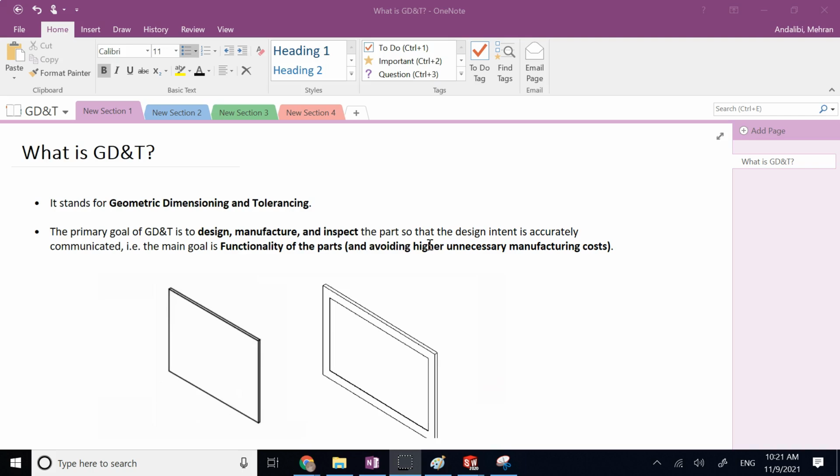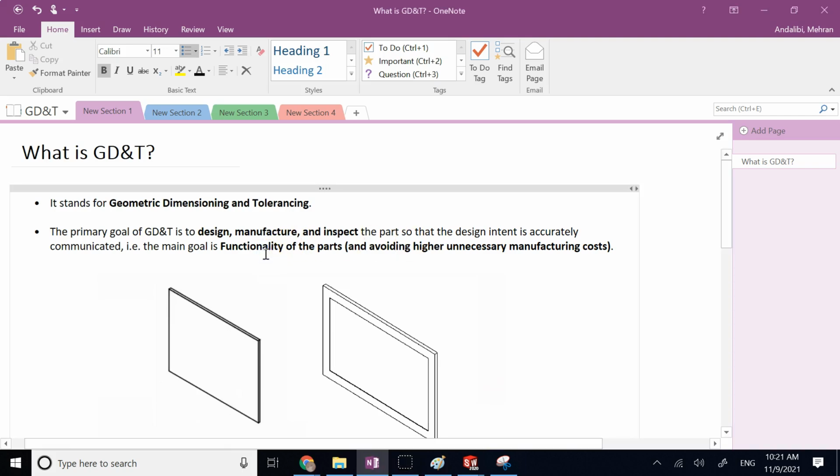And that's where you use GD&T and GD&T symbols, okay? It is a part of the overall drafting and technical drawing language. The main goal of it is really functionality, okay? The main goal is to make the job of a designer, manufacturer, and inspector easier and avoid unnecessary cost and unnecessary reproduction and reinspection of the parts.